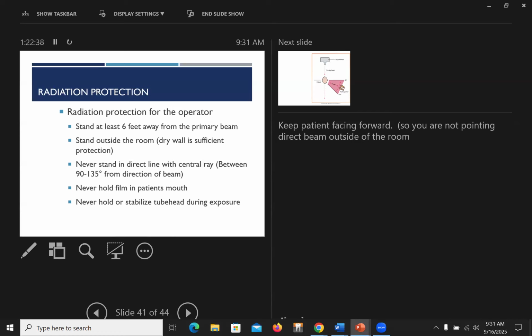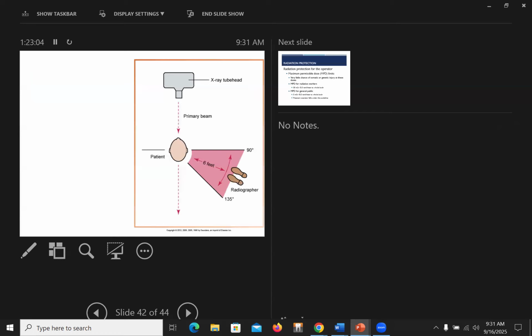Because if you think about it, radiation will go this way and hit the wall, it'll go this way and hit the wall, or it'll go this way and hit the wall behind. But if you turn Dexter, it could go right out the front, the opening, the door. So you always want Dexter to look out the window, never stand in the direct line of the central ray, never hold the film, never stabilize the tube head during exposure. You just want to set your XCP and then leave the room.